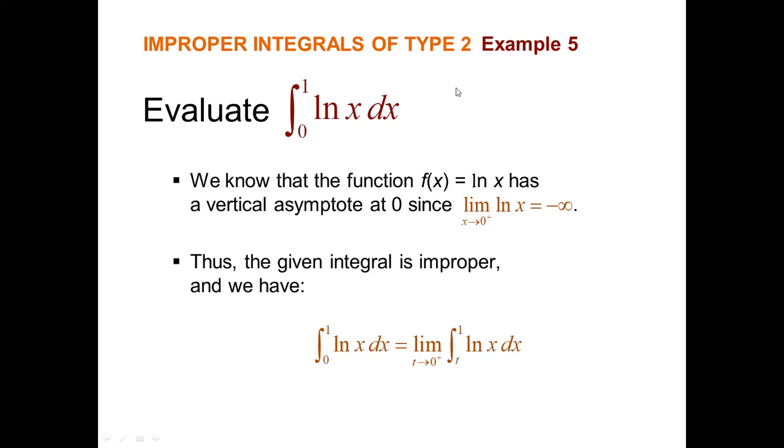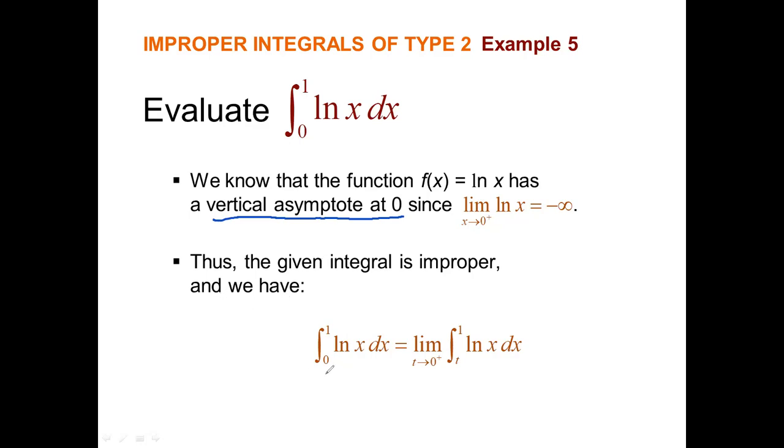So meaning your point of discontinuity for this particular function is at 0. So it has a vertical asymptote at t equal to 0. Since the limit of ln x is equal to negative infinity as x approaches 0 from the right, thus, the given integral is improper. It has a discontinuity, it has a vertical asymptote.